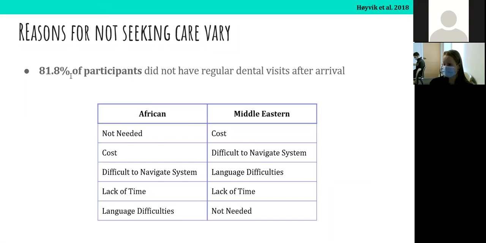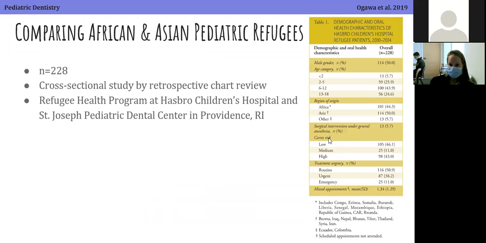However, they cited different reasons for not accessing care. The African cohort talked about not really needing care, whereas the Middle Eastern cohort cited cost, a difficult to navigate system, and difficulties with language barriers as being the top 3 reasons to not access dental care. And these variabilities in between immigrant groups are also present in the pediatric data. This study was published in 2019 in Pediatric Dentistry and looked at about 200 kids going through the refugee health program in Providence, Rhode Island.